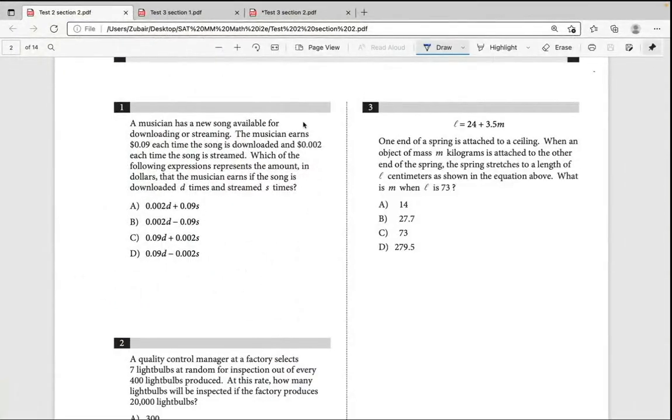Okay. A musician has a new song available for downloading or streaming. The musician earns $0.09 each time the song is downloaded and $0.002 each time the song is streamed. Which of the following expressions represents the amount in dollars that the musician earns if the song is downloaded D times and streamed S times? So D into 0.09 plus S into 0.002 is C.